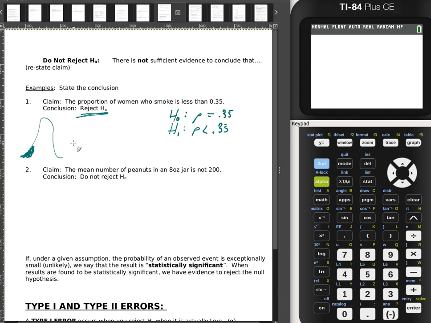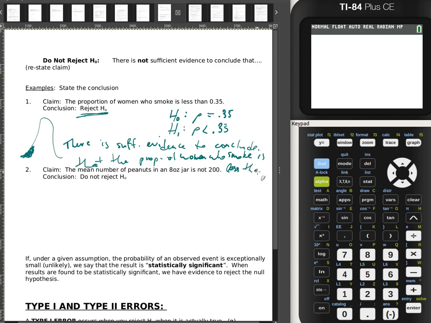So what we will say is there is sufficient evidence to conclude that the proportion, I'll abbreviate, of women who smoke, I wish there was a way to abbreviate that, women who smoke is less than 0.35. That's how that conclusion would go.